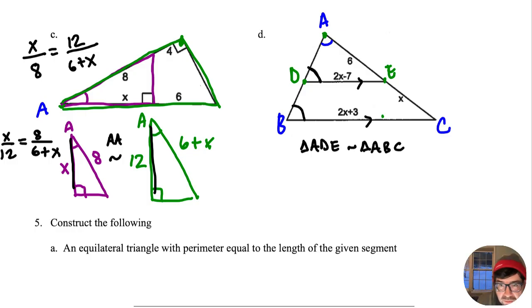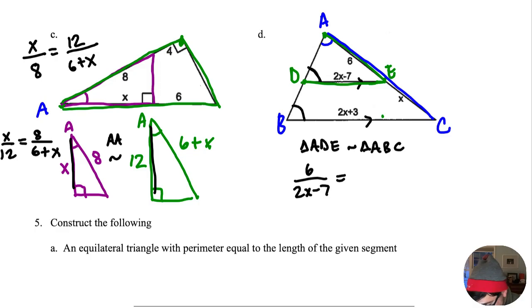So we can use it to set up a proportion here. I'll say 6 to 2x minus 7, and that's just looking at this length to this length is going to be congruent to this whole length here, 6 plus x to 2x plus 3. So 6 plus x to 2x plus 3, and we've got a proportion that we want to solve. Let's solve that on a blank template here. So we have 6 over 2x minus 7 is going to be equal, let me go back, 6 plus x over 2x plus 3.